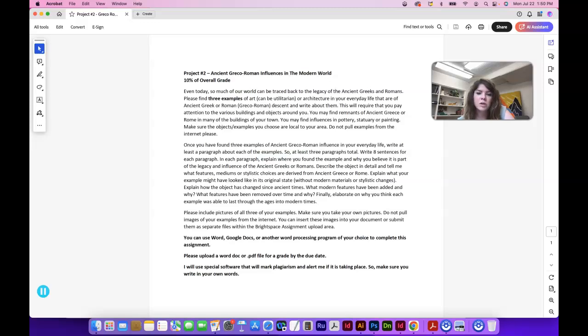Once you have found 3 examples of ancient Greco-Roman influence in your everyday life, write at least a paragraph about each of the objects or examples that you have found. That's 3 paragraphs total, probably around 8 sentences for each paragraph. In each paragraph, explain where you found the example, and why you believe it is part of the legacy and influence of the ancient Greeks or Romans. Describe the object in detail and tell me what features, mediums, and stylistic choices are derived from ancient Greece or Rome. And explain what your example might have looked like in its original state without modern materials or stylistic changes.